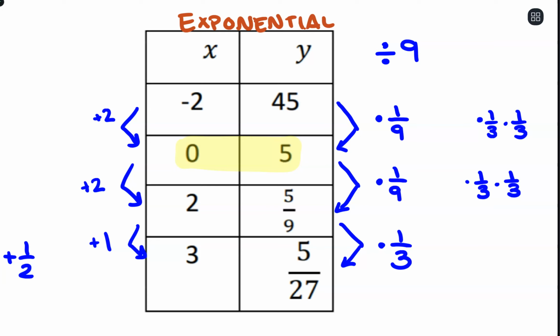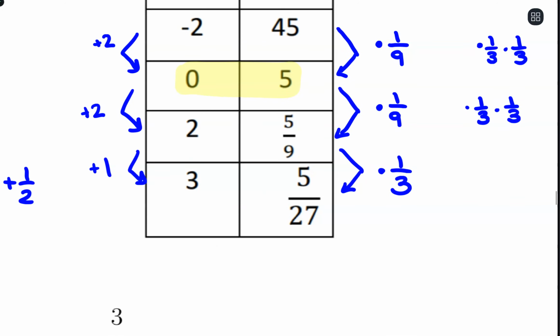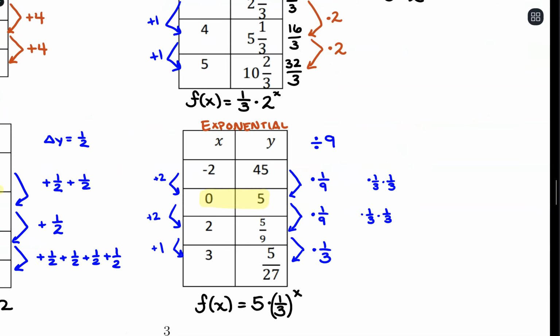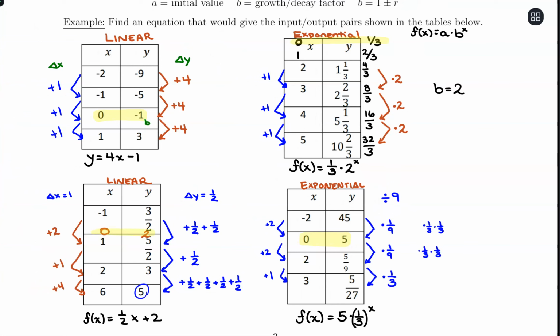And in terms of a function, we have an initial value of 5, so I'm going to go 5 times, and then this isn't a growth factor, this would be decay, because our y values are going down. So that's where we're going to see a fraction in here, so times 1/3, and then that's going to be raised to an exponent of x. So in table form, that's how these different functions can come through. Specifically with exponential, we're looking for something we can multiply or divide by.